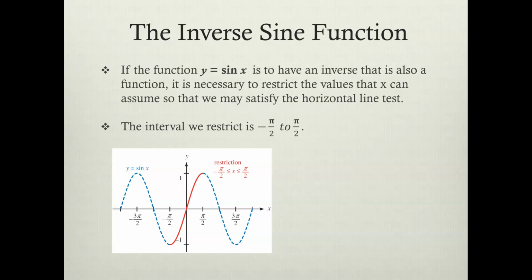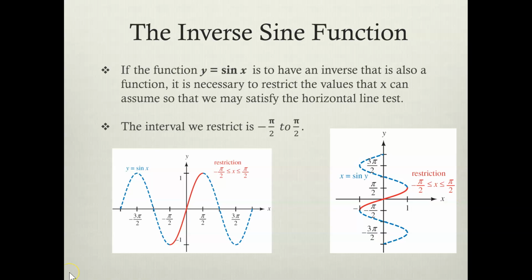However, if y equals sine x is to have an inverse that is also a function, it is necessary to restrict the values that x can assume so that we may satisfy the horizontal line test. Notice that the segment of the original sine graph passes the horizontal line test and it maintains the full range of the function in the interval from -1 to 1. And the second picture shows the graph of the inverse relation x equals sine y with the restricted interval after the sine curve has been reflected about the line y equals x.